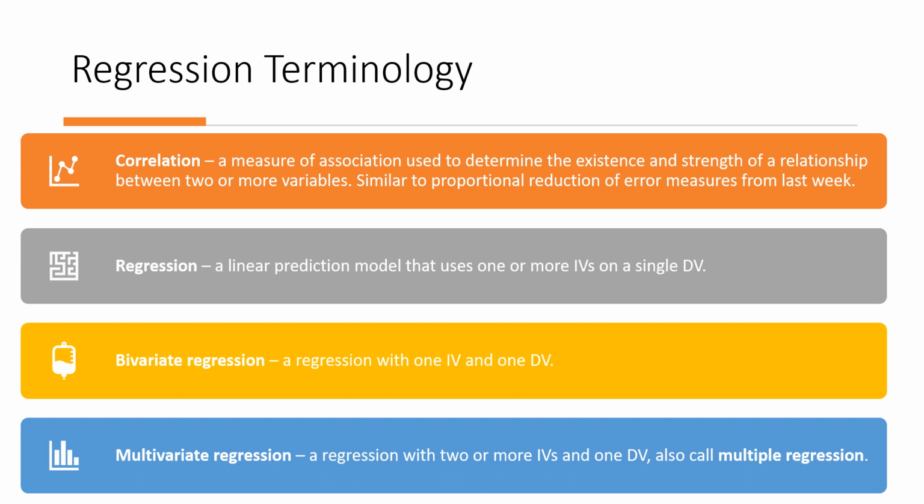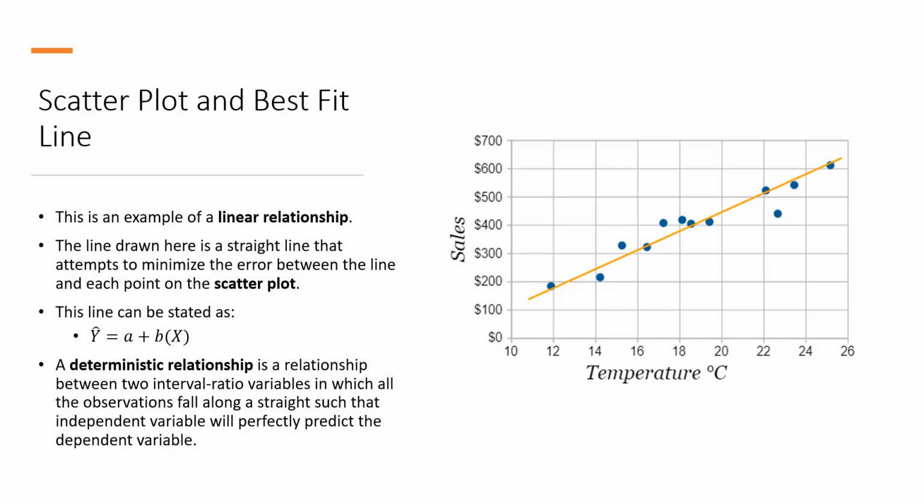A bivariate regression is a regression model with one independent variable and one dependent variable, whereas multivariate regression or multiple regression is a regression model with two or more independent variables and one dependent variable. Again, it's also sometimes called multiple regression.